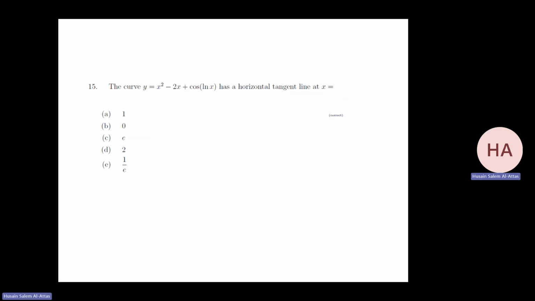This curve has a horizontal tangent line. Y prime is 2x minus 2 minus sine. Oh, it has the length, so we'll do it later.